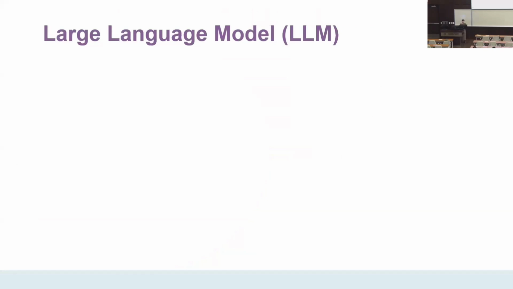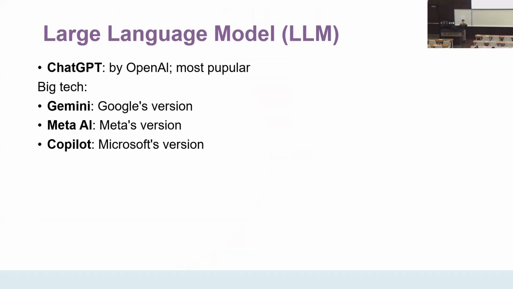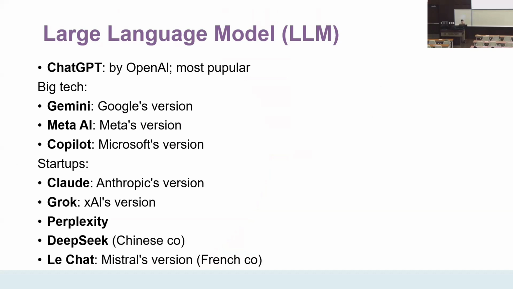Among large language models, we are most familiar with ChatGPT, developed by OpenAI, which is the most popular one. There are also other large language models from big tech companies, including Gemini, created by Google, Meta AI, created by Meta, and Copilot from Microsoft. And there are also smaller startup companies like Claude, created by Anthropic. There is also Grok from Elon Musk's company, and also Perplexity, DeepSeek, Le Chat as well.